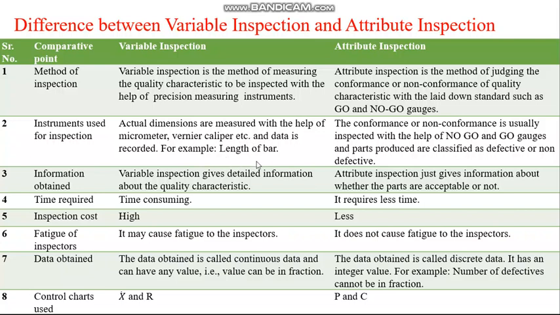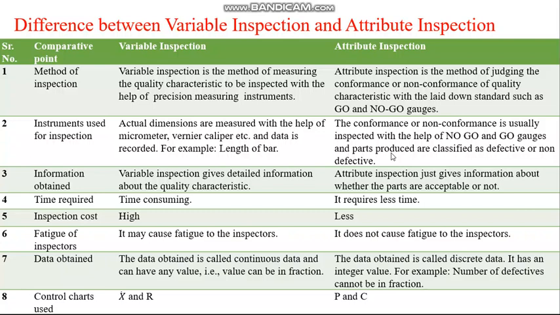And the variable here is the length of bar. Whereas in case of attribute inspection, the conformance and non-conformance is usually inspected with the help of go and no go gauges, and parts produced are classified as defective or non-defective. Very simple. They will say whether this has quality checked and found okay or quality failed. That's all. So there is no way in the middle.